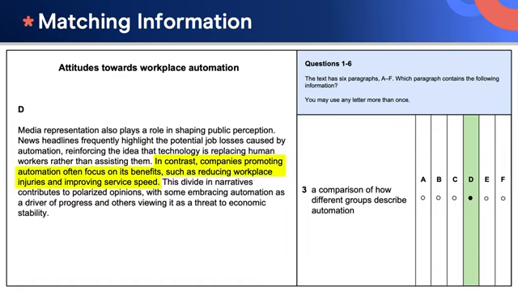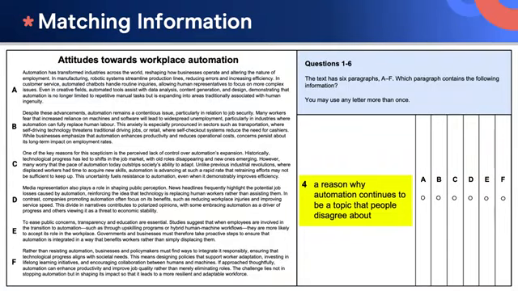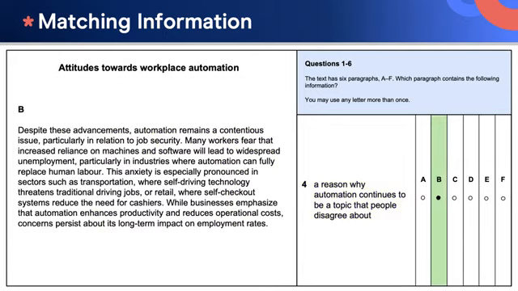The paragraph presents a contrast between how the media is shaping public perception with what companies are saying about automation. In this example, the words comparison and contrast were important keywords that linked the question to the answer. Question 4 asks for a reason why automation continues to be a topic that people disagree about. The focus is on disagreement. The correct answer is paragraph B. Did you notice any words that helped signpost a difference of ideas?